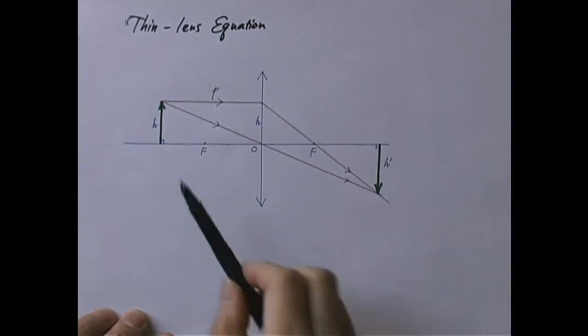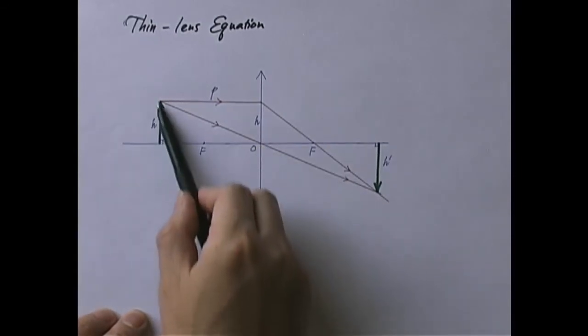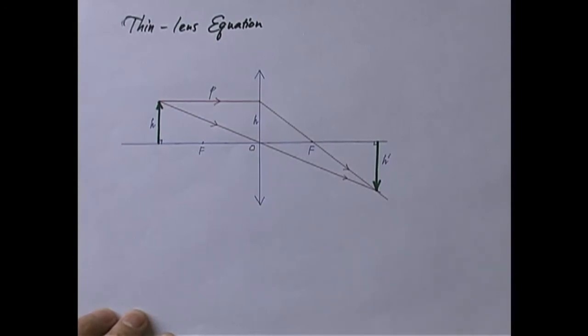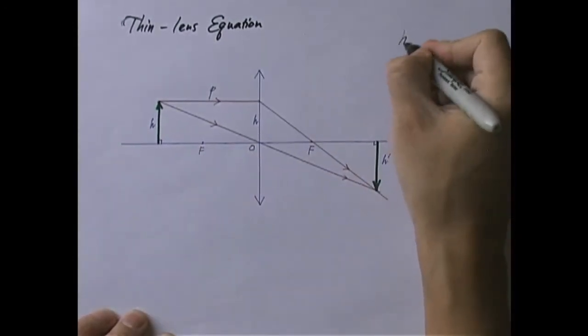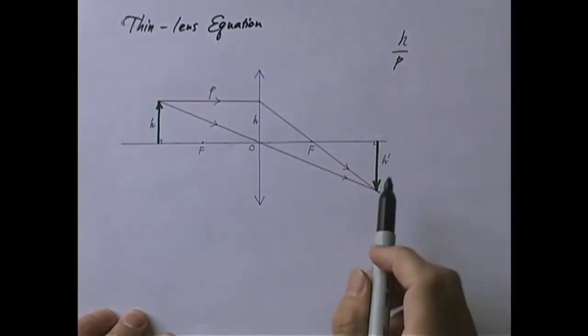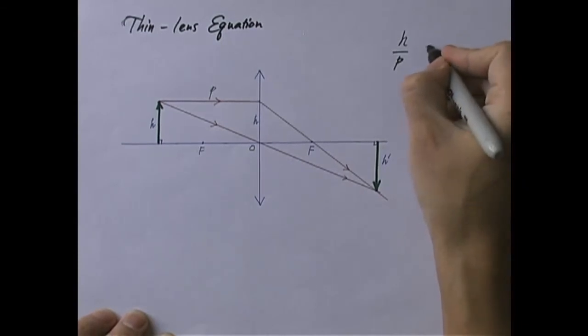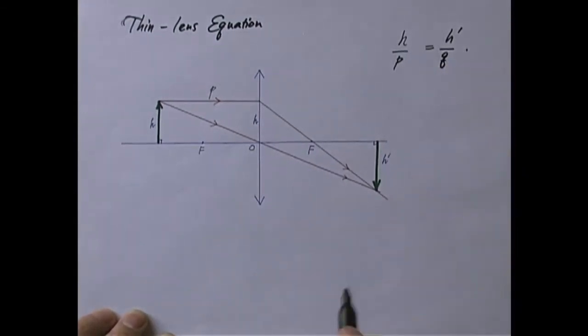Triangle pair number one. Look at this one and that one. In this one, I have h over p. Correspondingly, I have h prime over this distance, which is q. That's our first equation.